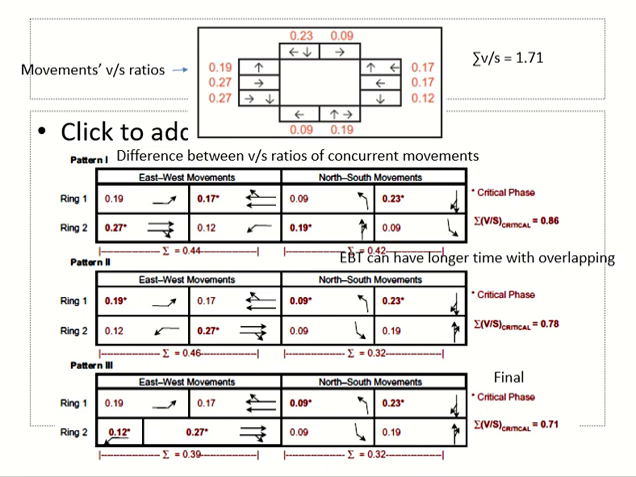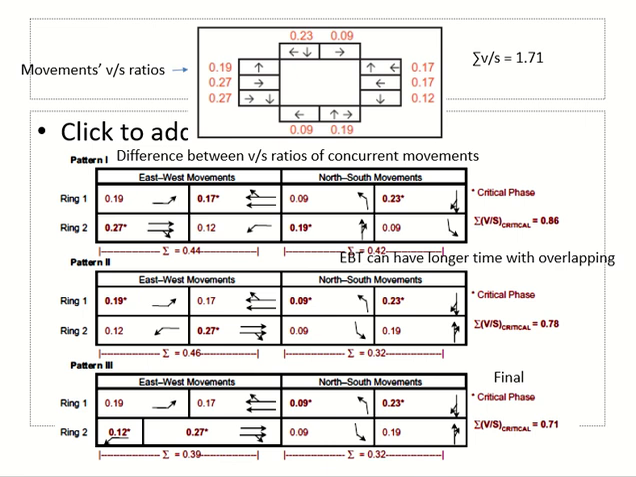Whose V by S ratio is closer to each other. For example, you see the second attempt here, second trial. So now 0.19 and 0.12. See? Instead of overlapping between straight and left, they are overlapping between two left turnings and two straights. And same thing here.